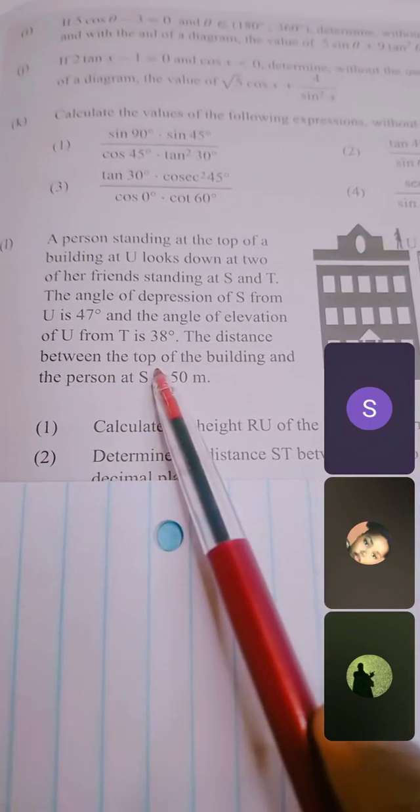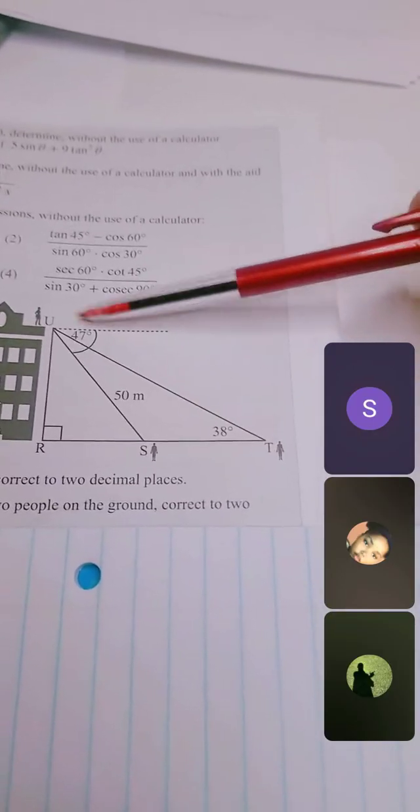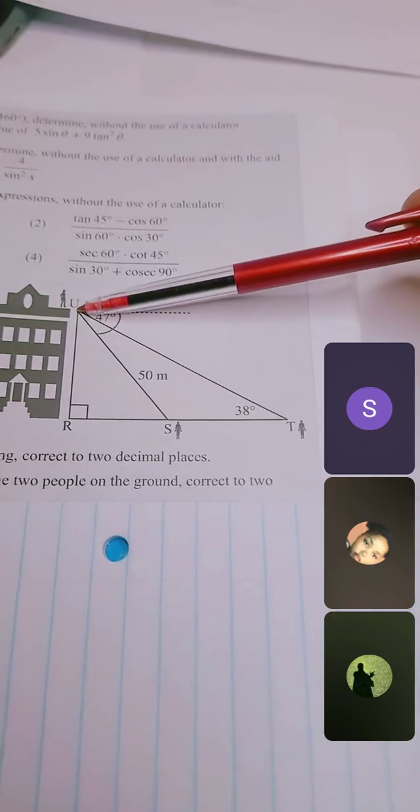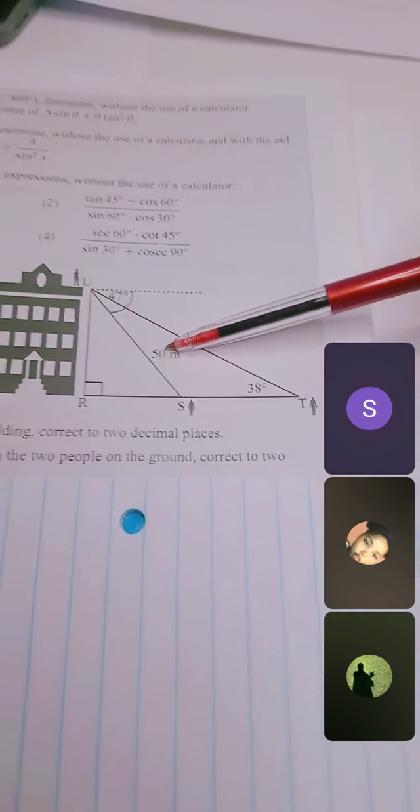His line of sight with the horizontal plane forms the angle of elevation. Now they're saying the distance between the top of the building and the person at S is 50 meters. So we have 50 meters there.